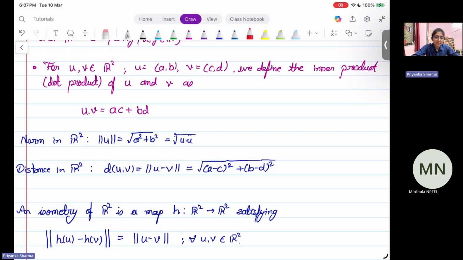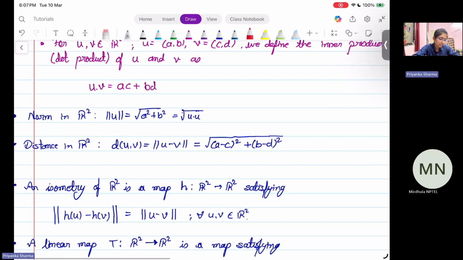Now, how do we define the distance in the plane R square? Suppose we have two elements, u and v. The distance between u and v is the norm of the difference, that is the norm of u minus v. Clearly, this will be the square root of (a minus c) square plus (b minus d) square.